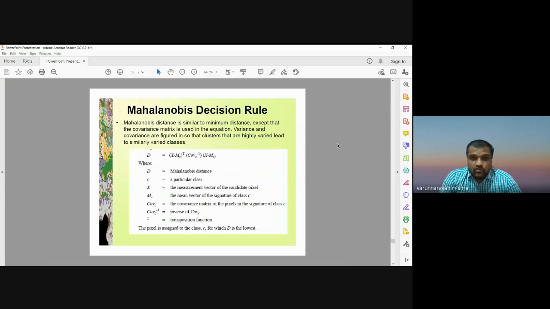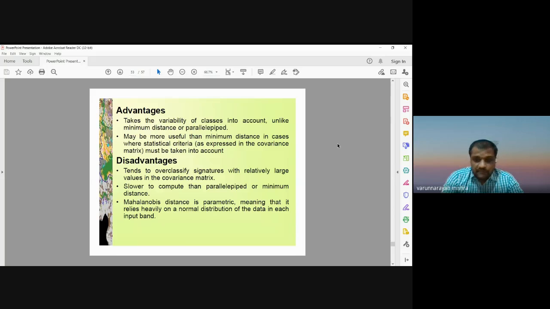Now, the Mahalanobis decision rule is another classification method that comes under the supervised approach. It is based on Mahalanobis distance, which is similar to the minimum distance, except the covariance matrix is used in the equation. The variance and covariance are measured so that clusters that are highly varied lead to similarly varied classes. So this is the formula for Mahalanobis distance, and using this formula, it can be applied to classify satellite images.